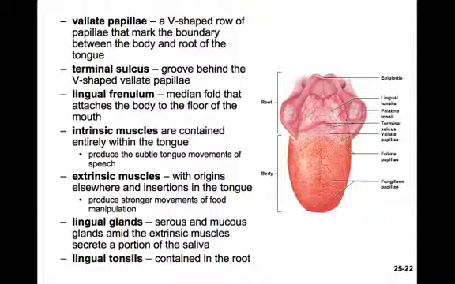There are intrinsic muscles that are entirely within the tongue, and those are the muscles that are involved in producing the tongue movements of speech. And then extrinsic muscles with origins elsewhere and insertions in the tongue, for example, the hyoid bone, and this allows the tongue to produce the much stronger movements that are necessary for food manipulation. There are also lingual glands that secrete mucus, and there are lingual tonsils contained at the root of the tongue.